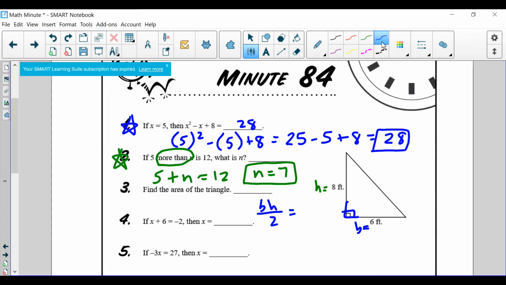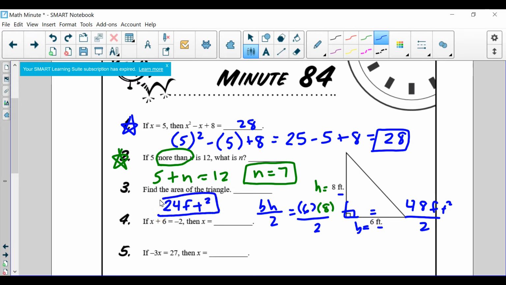So we have our base, which is 6. Our height, notice I'm multiplying using parentheses, is 8. And then we're going to go ahead and divide it by 2. So 6 times 8, that's going to be equal to 48. Keep in mind that we're actually multiplying feet times feet, so it's going to be 48 feet squared. Then we're going to divide it by 2. And 48 divided by 2 is going to be 24 feet squared. All right, so here's our answer. Make sure to star it if you've got it right. Next, let's go over number 4.